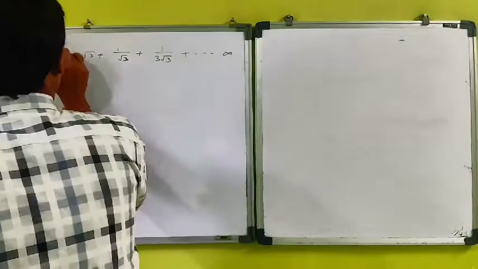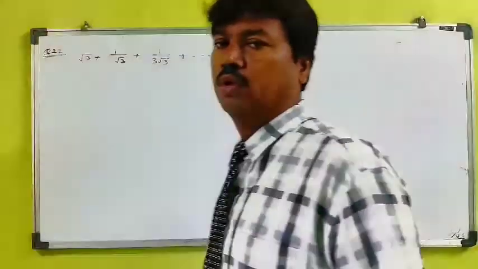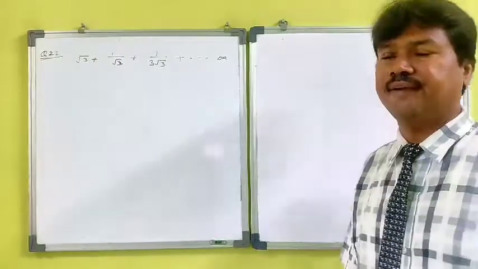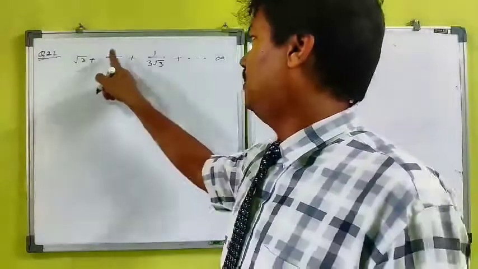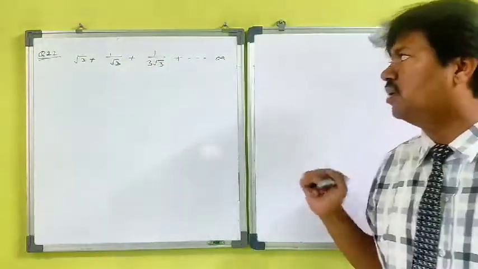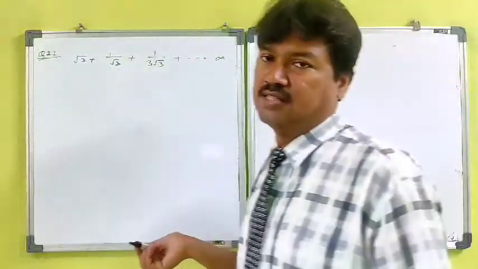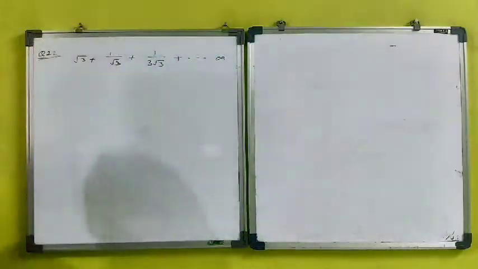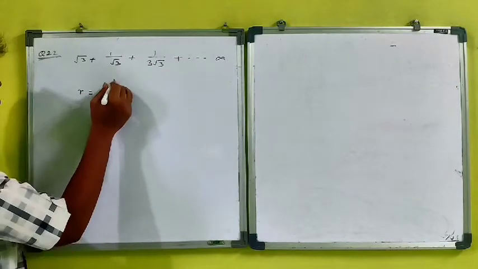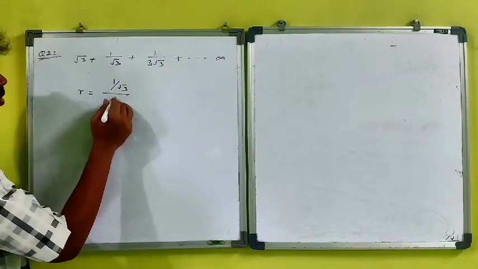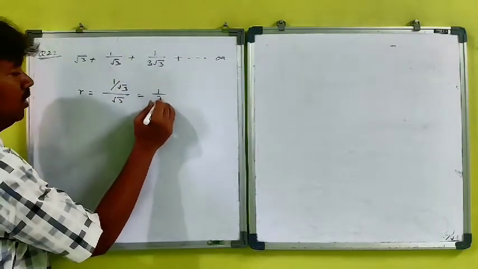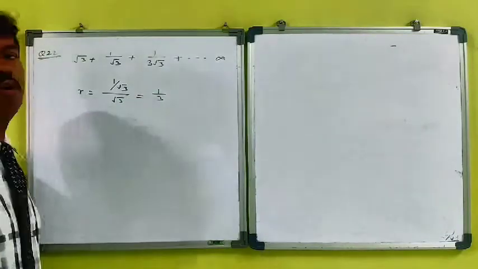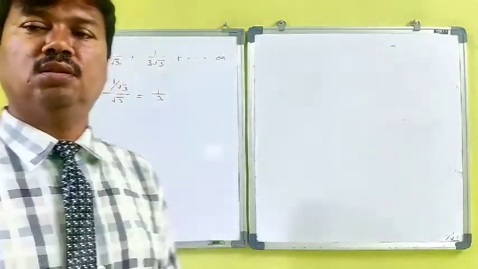Yes, next question, question number 22. The question number 22 here is this: root 3 plus 1 plus 1 upon root 3 plus 1 upon 3 root 3, an infinite series. What is the sum of this infinite series? That's the question. So here R is equal to (1 upon root 3) upon root 3. So that gives you 1 upon 3. So the common ratio here is 1 upon 3.